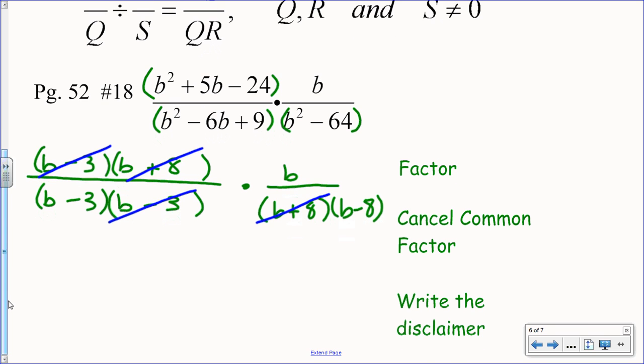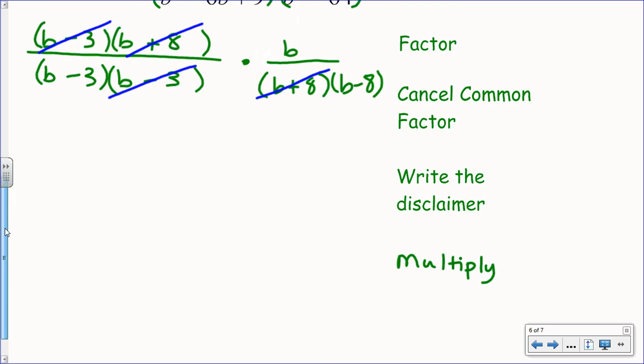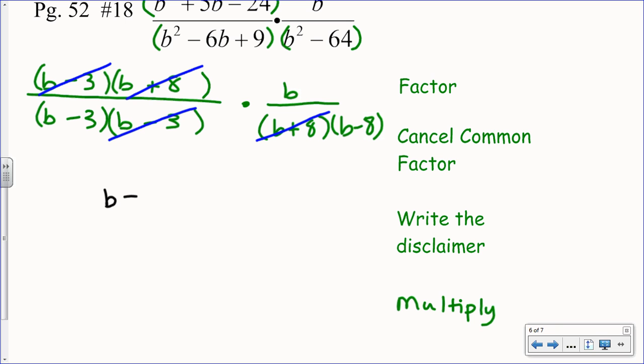Okay, we'll go ahead and write our disclaimer before we write our final answer. So the last step then is to multiply. Okay, so b can't equal, so I have to look at every factor. Okay, b can't equal 3. So I already have that written. b can't equal negative 8. b can't equal 8.